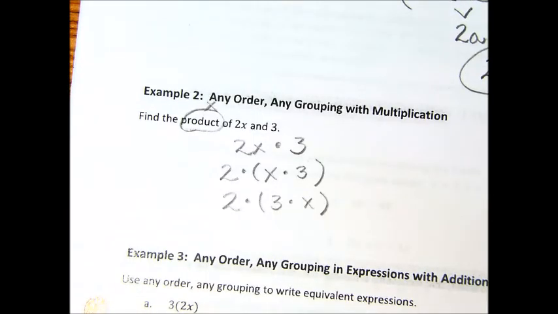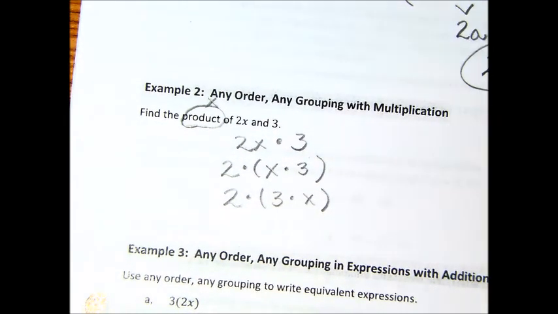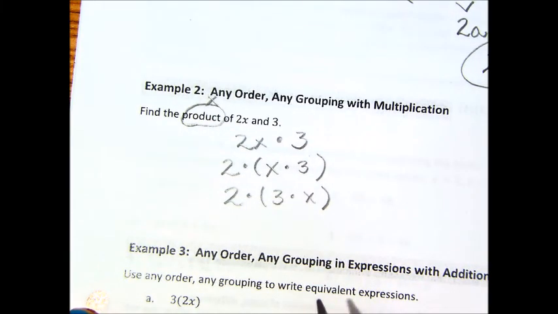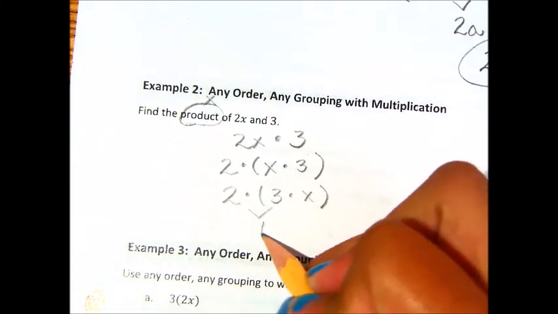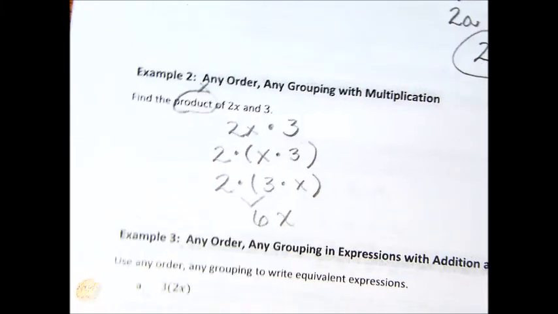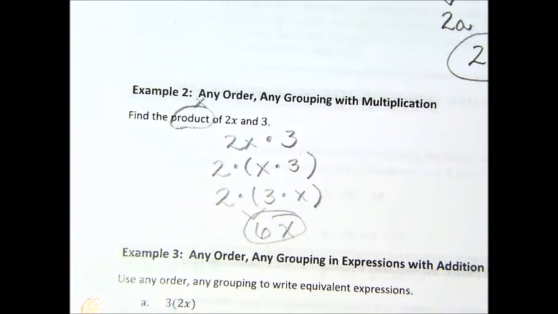When we use the commutative property to reorder, that's going to allow our like terms to be closer to one another. So I can easily see, using the order of operations from left to right, that I am going to handle the multiplication of those coefficients 2 and 3, and I'm going to get 6, and I'm left with the variable x. Therefore, the product of 2x and 3 is 6x.